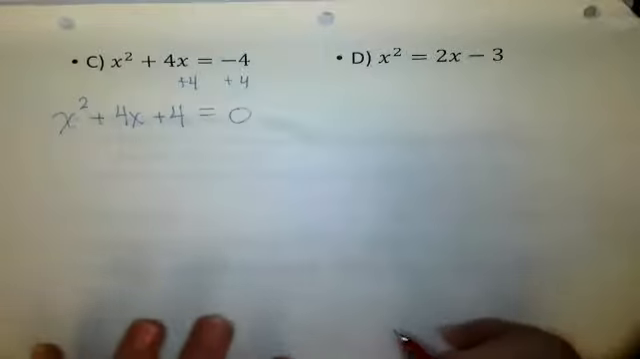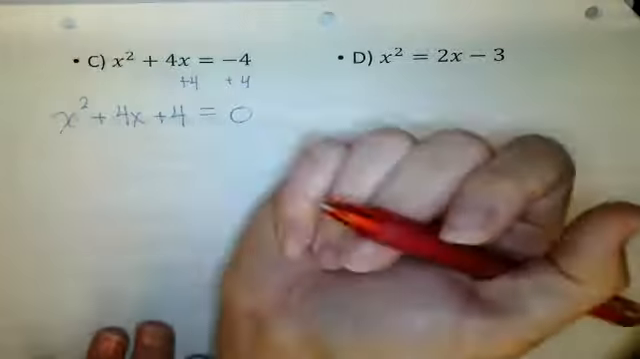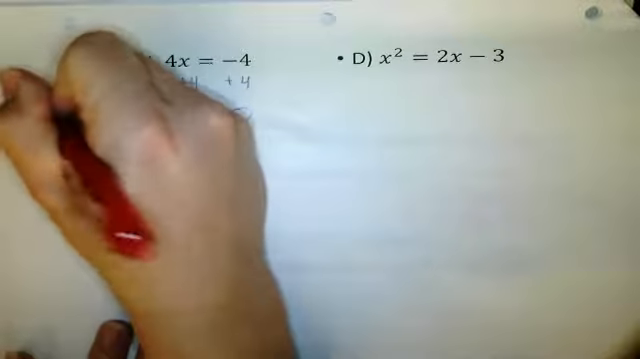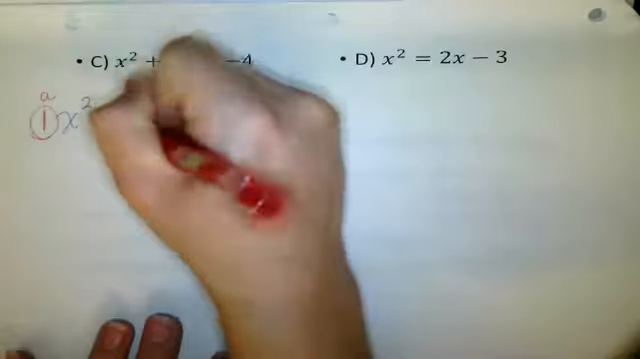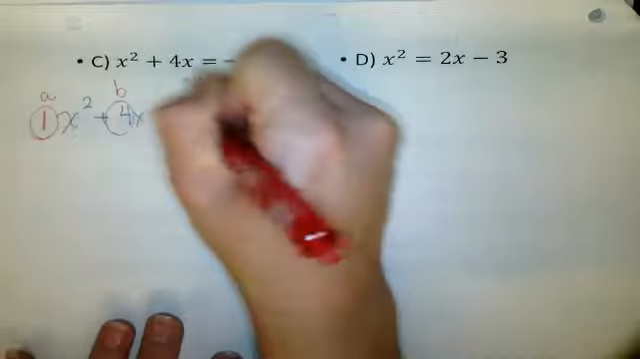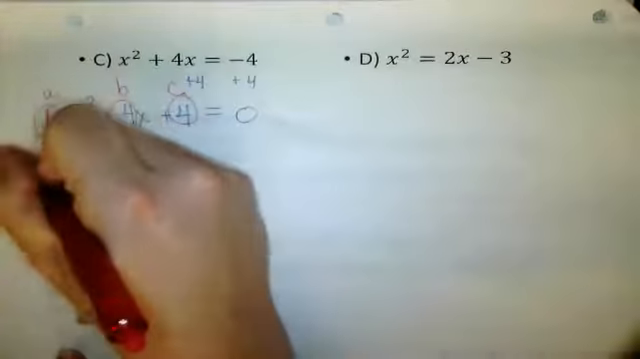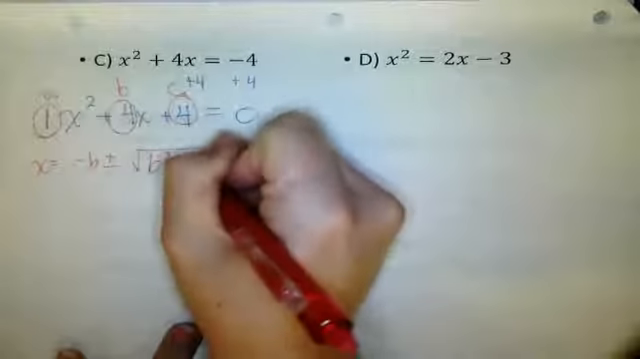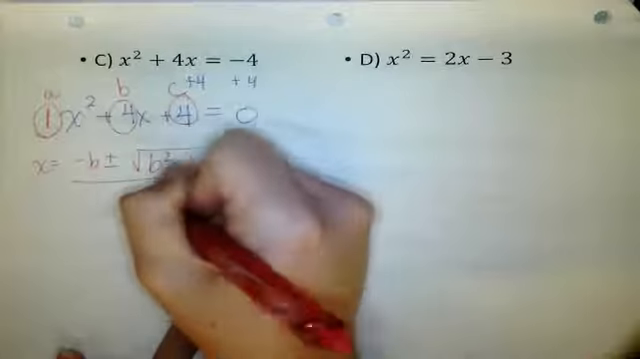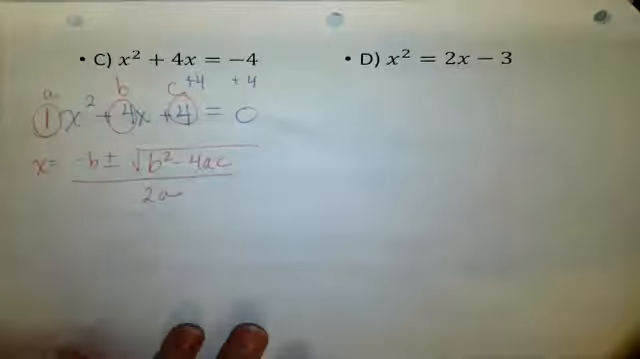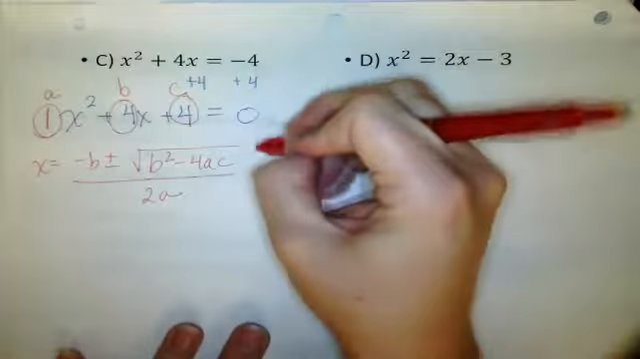What's my a value? 1. There's a 1 in front of the x squared. That's the a. B is 4, and c is also 4. Write down my formula. X equals the opposite of b plus or minus the square root of b squared minus 4ac all over 2a. I hope you sing that in your sleep tonight.